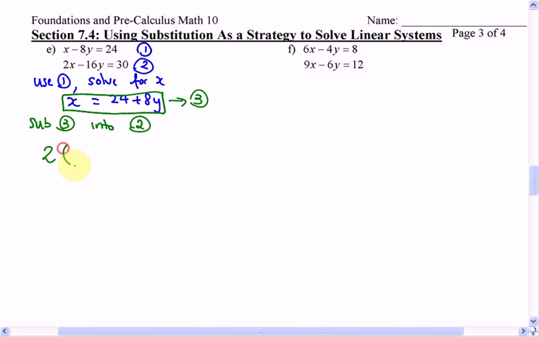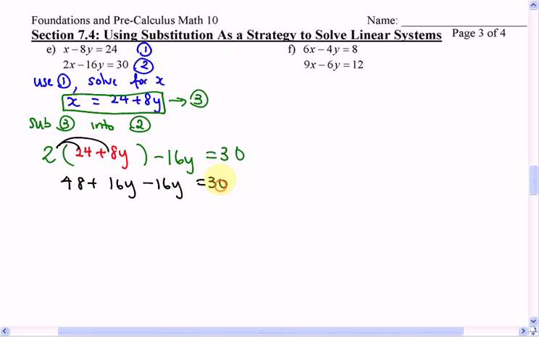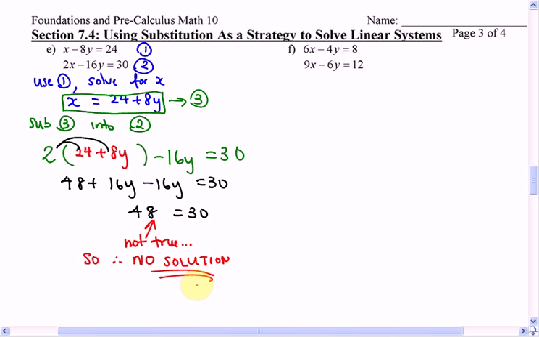Here we go, 2 brackets minus 16y equals 30. Inside this bracket is 24 plus 8y. We're going to now distribute this, 48 plus 16y minus 16y equals 30. And then you get 48 equals 30 because the 16y minus 16y equals 0. Can 48 ever be equal to 30? This is not true. So what does that mean? So therefore there's no solution to this actual equation.